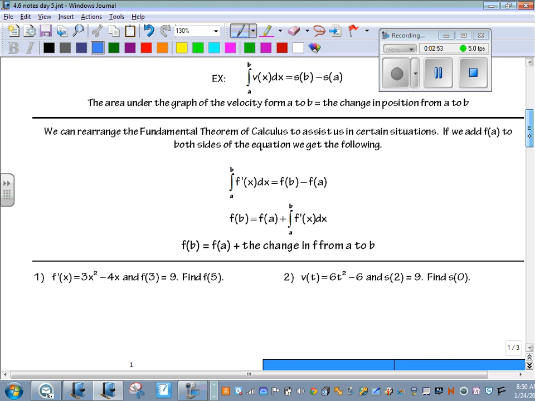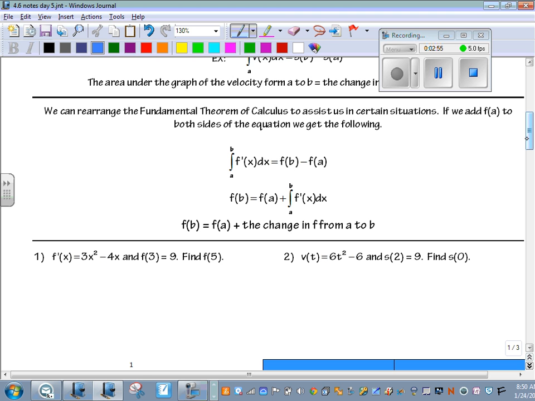Well, with the fundamental theorem of calculus, we can manipulate it to help us in certain situations also. If we just take this and solve for f of b, we would add f of a to the other side, and I'm just going to flip it over so that f of b is on the left. We get f of b equals f of a plus the definite integral from a to b of that derivative. Well, that means f of b equals f of a plus the change in f from a to b. Right? So if we add that change to f of a, we're going to get to f of b.